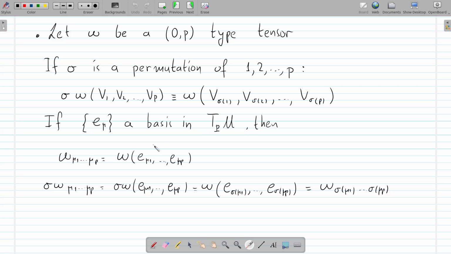Then we can compute the components of the new tensor sigma omega by considering the action of omega and sigma omega on a chosen basis. So the components of omega are given by the action of omega on mu1 through mu p, and similarly the same is true for sigma omega. But by considering the definition of sigma omega, we see that the components of sigma omega are the same as those of omega with the indices permuted by sigma.